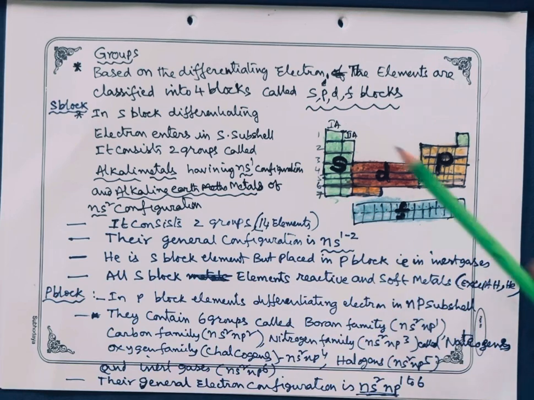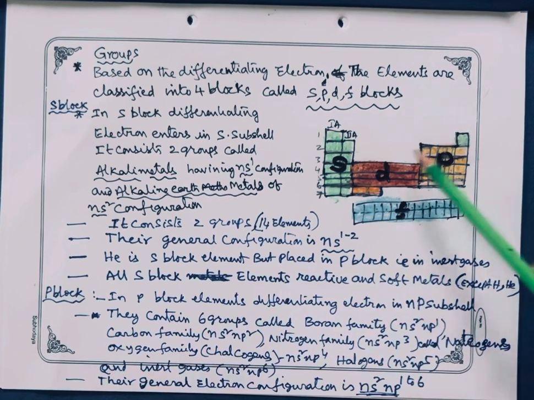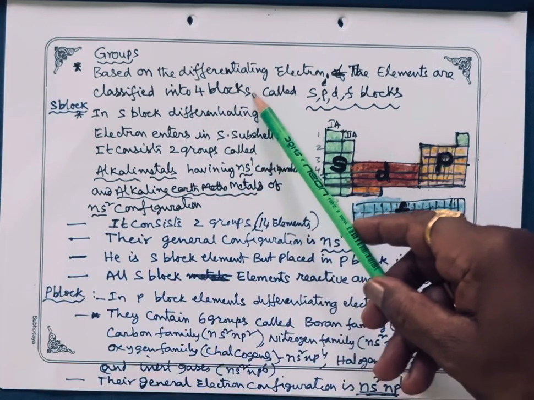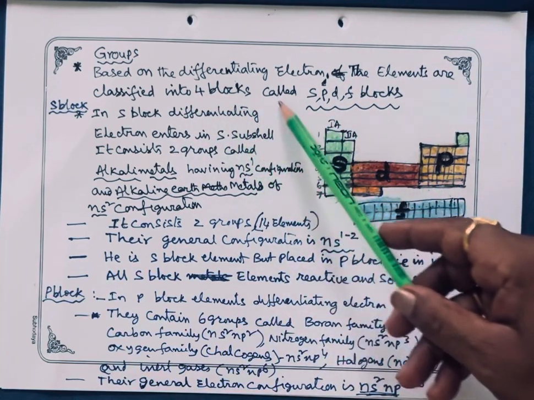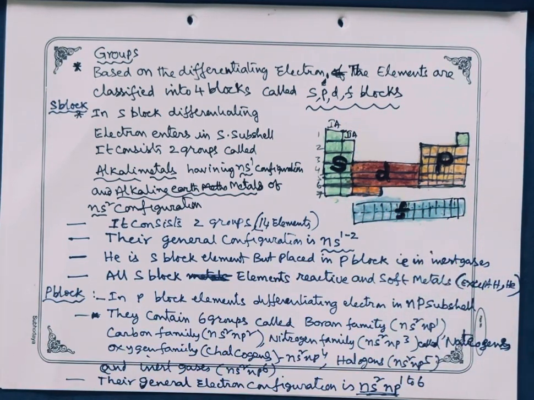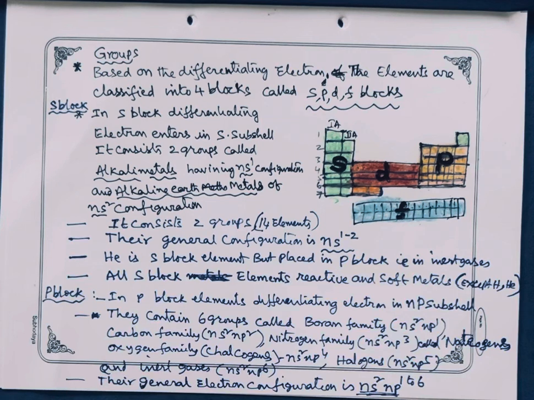For example, 1s1, then the next electron comes in the next element, 1s2. So the differentiating electron means the last electron which enters the subshell, and that indicates which block the element belongs to. On the basis of the differentiating electron, the elements of the periodic table were classified into 4 blocks. They are called s, p, d, and f blocks. This classification is dependent on the differentiating electron.